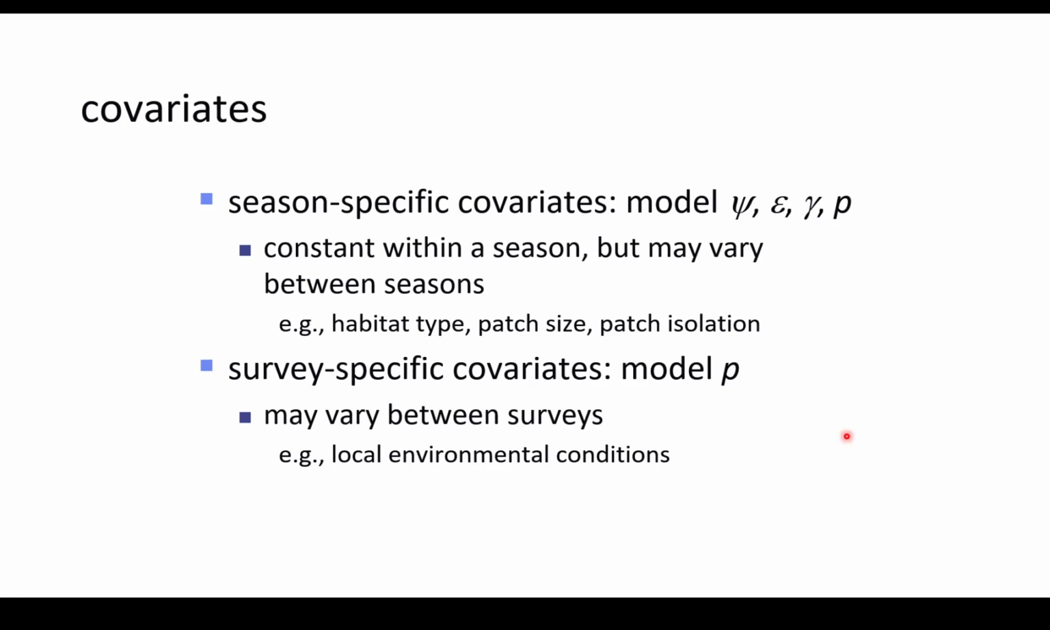We can have season-specific covariates. We can have them constant. They have to be constant within a season, but we could allow them to vary between seasons, like habitat patch or some measure of patch isolation. We can also have survey-specific covariates. Okay, so we can model p, and they can vary between the surveys, and they can reflect local conditions. So I think it's still easy to remember the distinction between season-specific and survey-specific. Survey-specific is kind of like individual covariates, and season-specific has to do with these environmental ones.